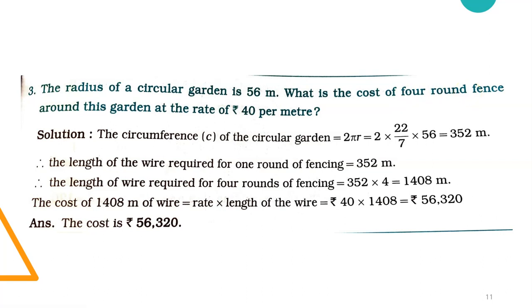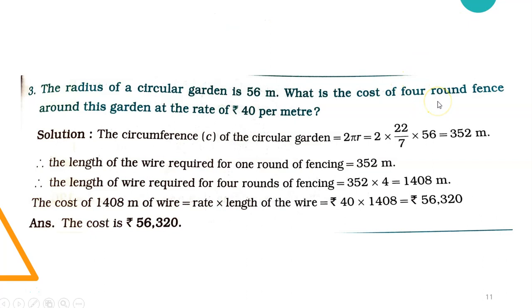Means we are making a fence around the circular garden. So if you see fence around the garden, it means we are tracing the outline of the garden. Tracing the outline means that is the circumference. So first we need to find the circumference and then how many rounds are we taking?